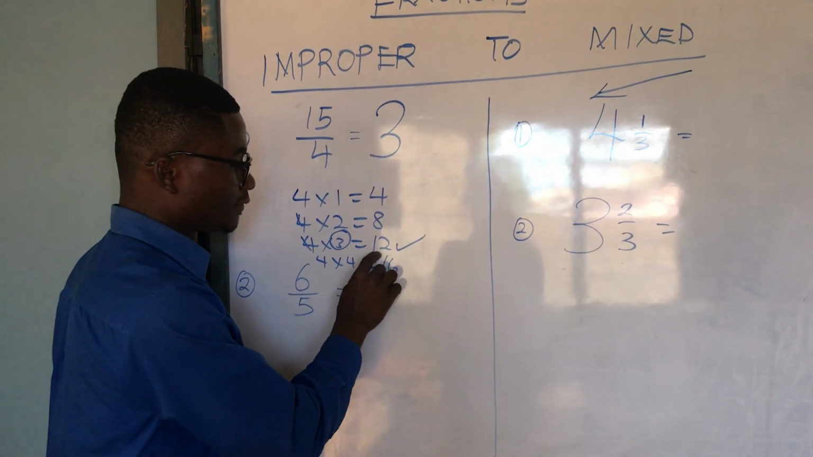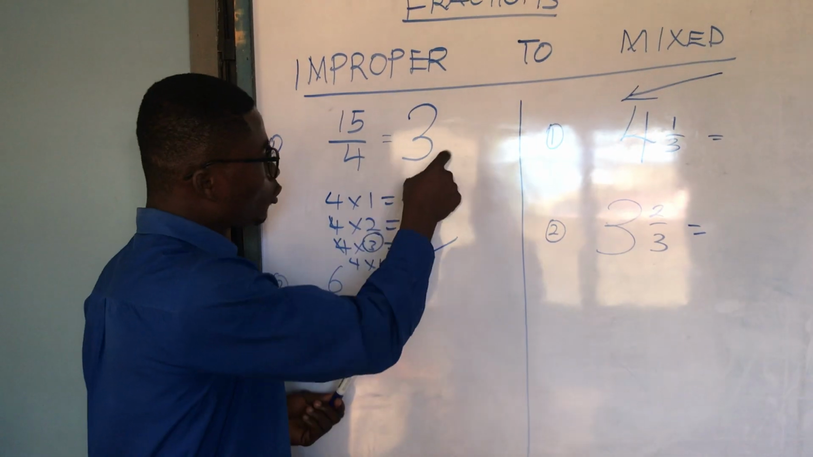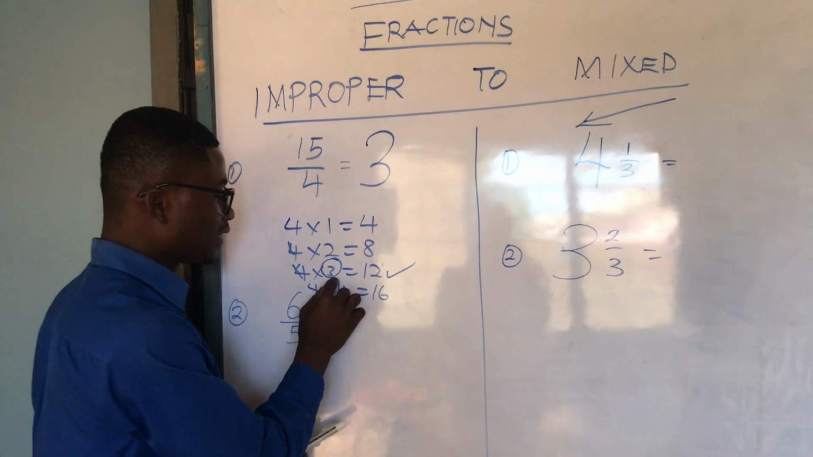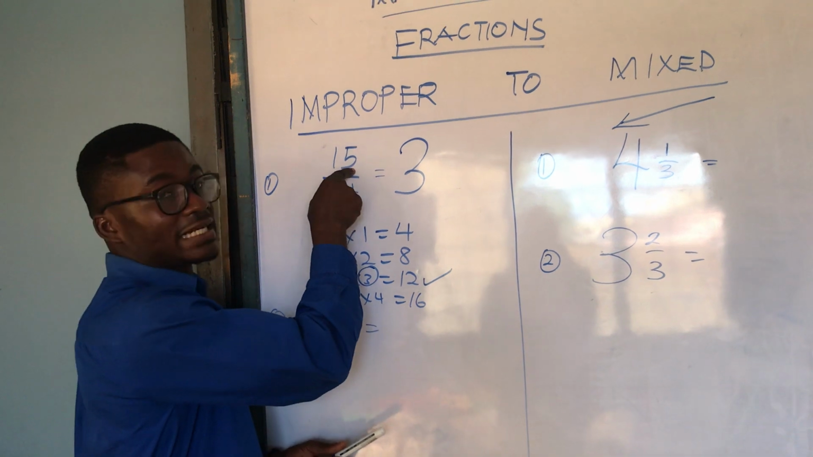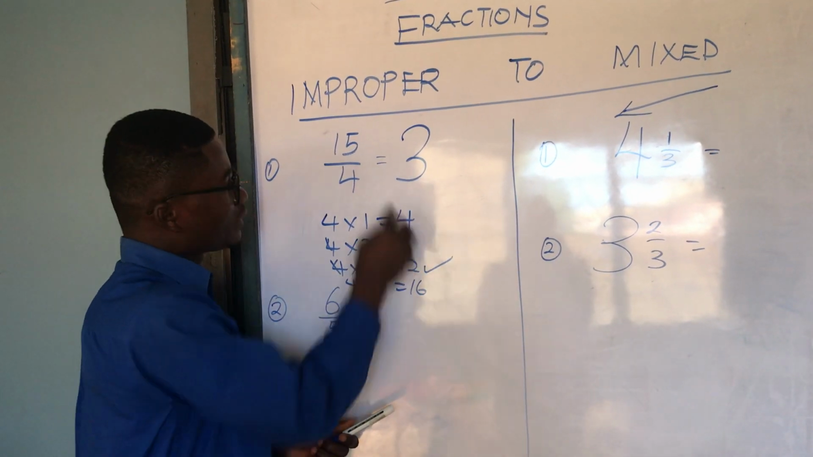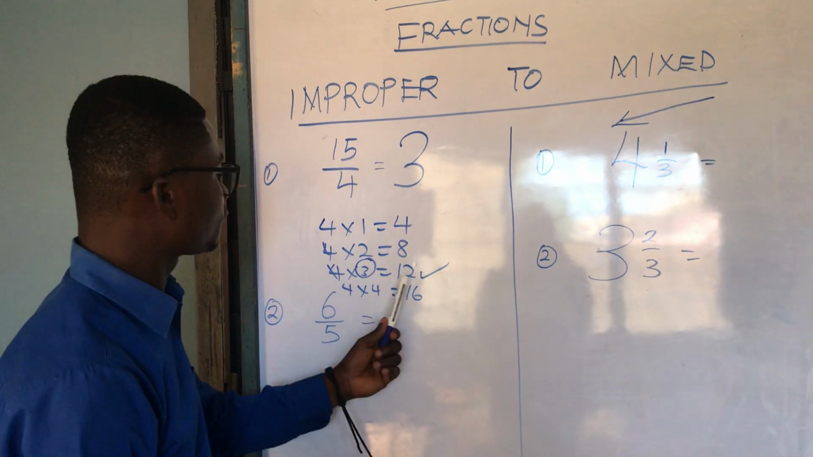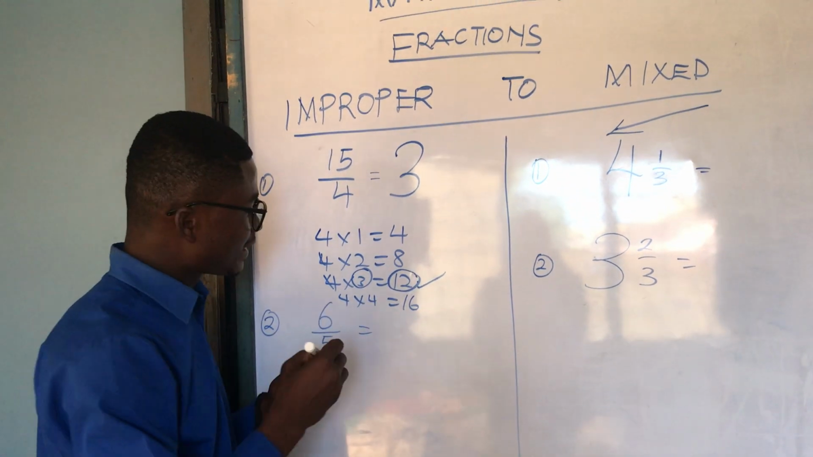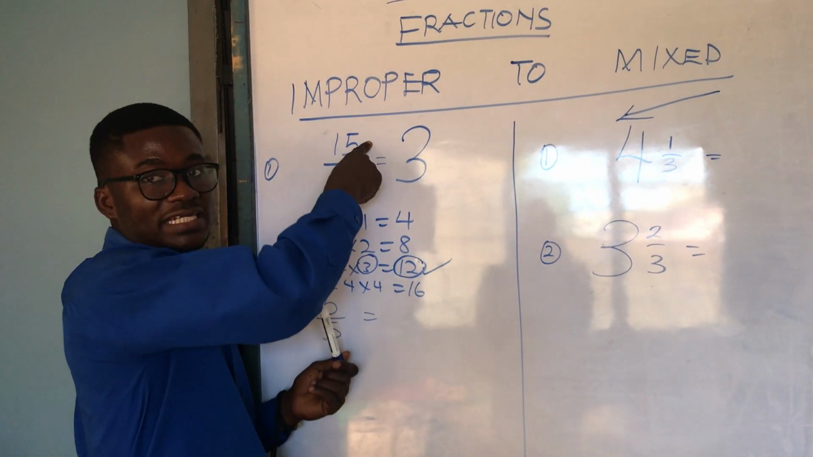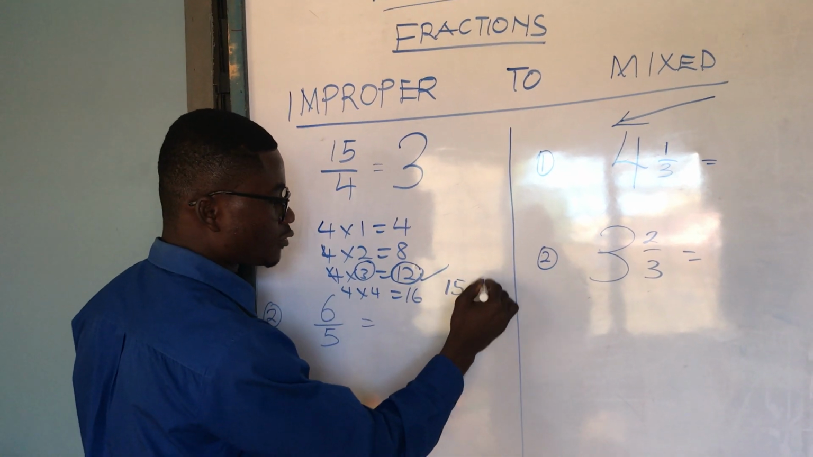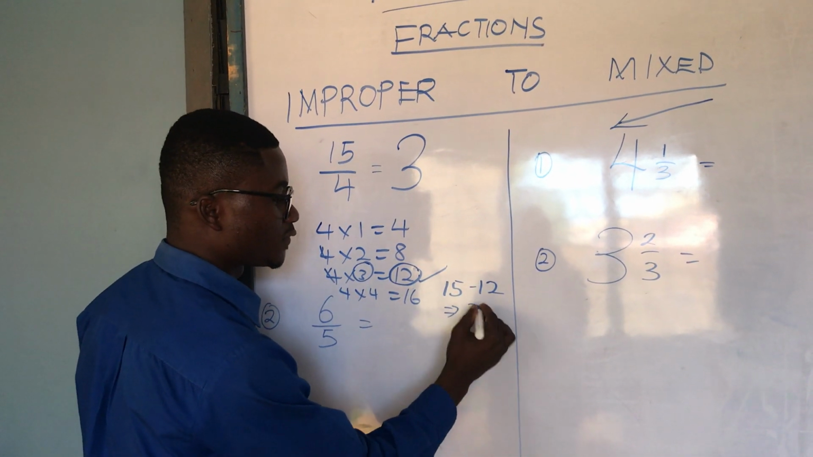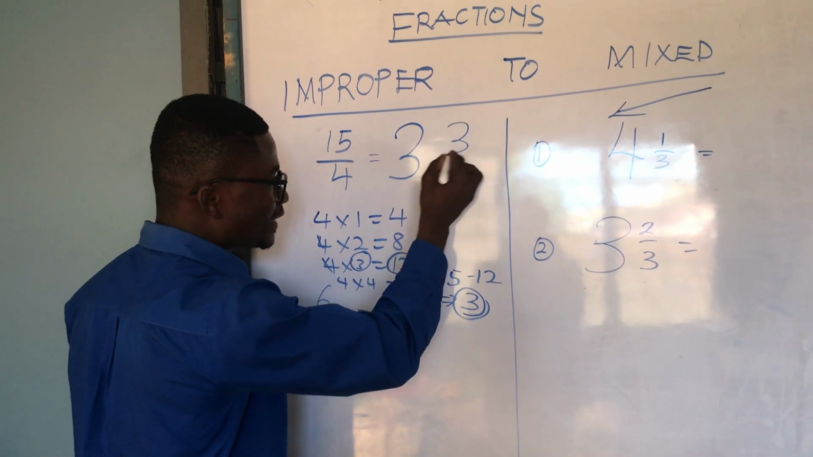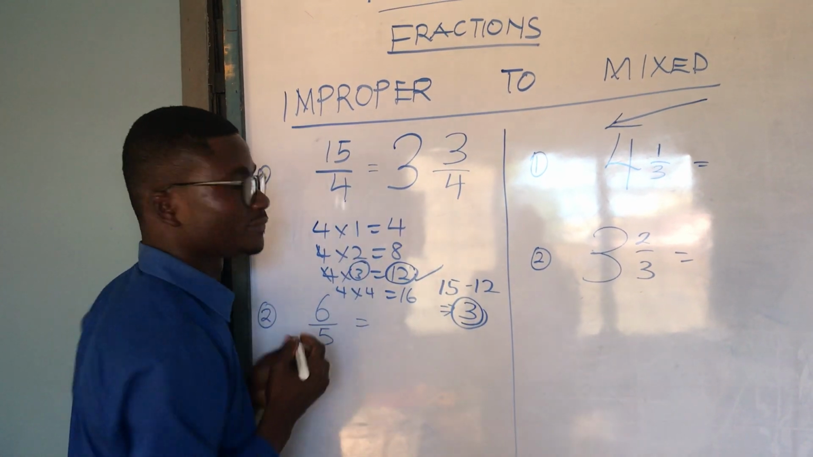Don't concentrate on this answer. This answer is telling us that the whole number we are taking is correct. 4 times 3 gave us 12, which is close to the numerator here. If you take 4 times 4, it's more than the numerator and it's wrong. So we get 3 here. And when we subtract, look at it carefully. When we subtract the answer we had from the numerator, what do we get? It's going to be 15 minus 12, and the answer is going to be 3. So we are going to have this 3 as our numerator, over our 4. That is how you change it.